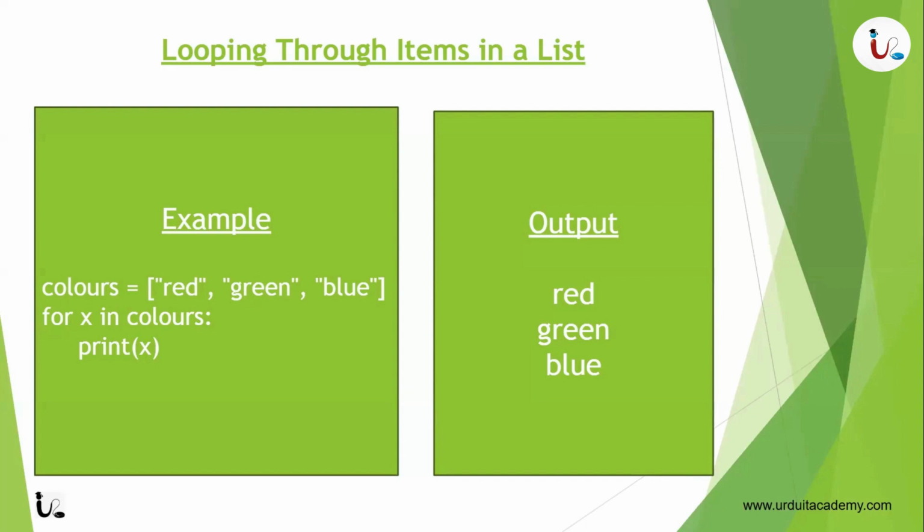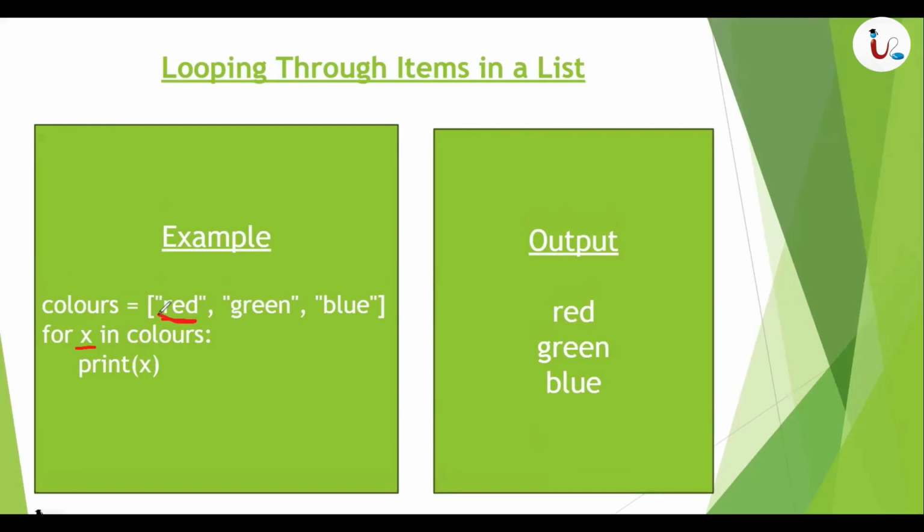So whenever you're writing the for loop, be a little bit careful because if you accidentally write it in capital letter, it will give you an error. Okay. So for x, x is a variable, in colors. colors is a list. Print x. So what happens is that this x will at the beginning point to the first value in the list, which is red. That's why whenever we are printing x, it will print red. In the next execution, x will be pointing to the next value, green.